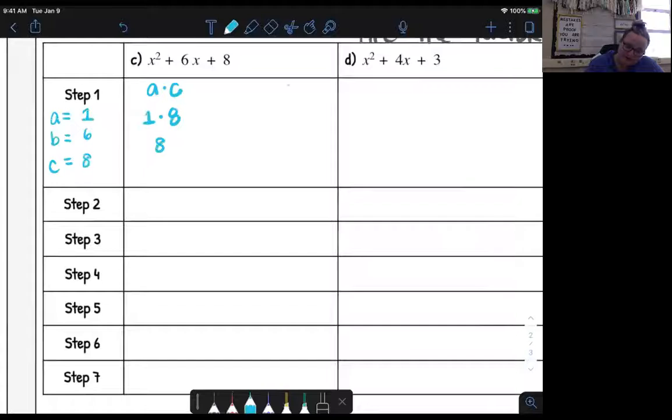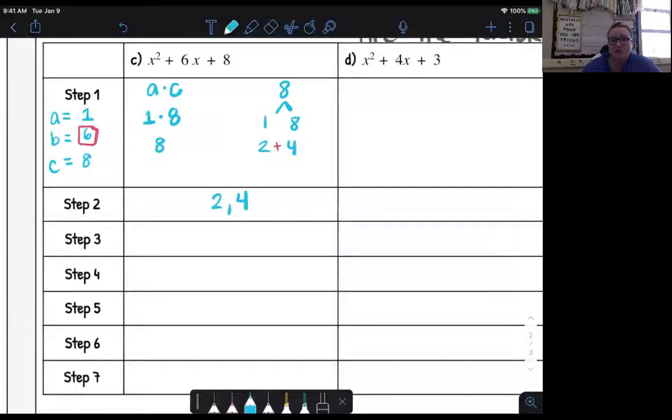So now I make a factor tree for 8. 1 times 8 is 8, and 2 times 4. And then nothing else goes in 8. So step 2 is to pick the factors from that factor tree that add or subtract to get you B. So remember, B is 6. Do any of these factors, 1 and 8 or 2 and 4, add or subtract to get 6? Well, if I added 2 and 4, I would get 6, right? So I want to use the factors 2 and 4.